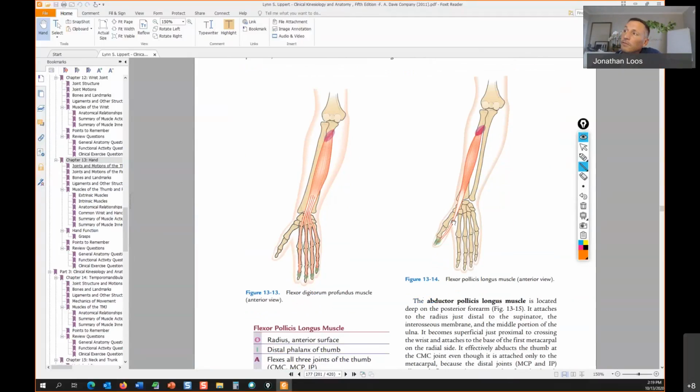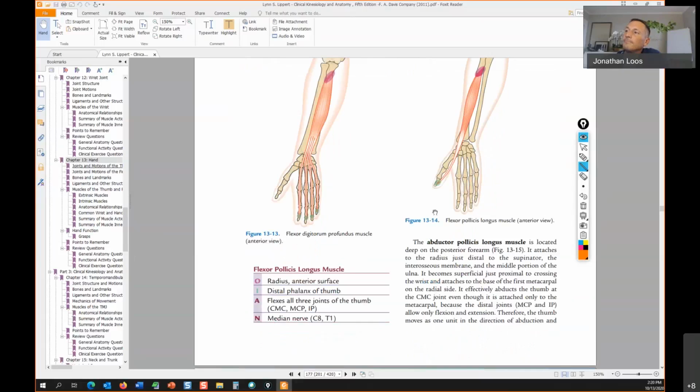Where it could get a little confusing is that the flexor pollicis longus is the other tendon that's going through that carpal tunnel area. So those two muscles, the flexor digitorum and the flexor pollicis longus, plus the median nerve, those are all the things in that compartment.